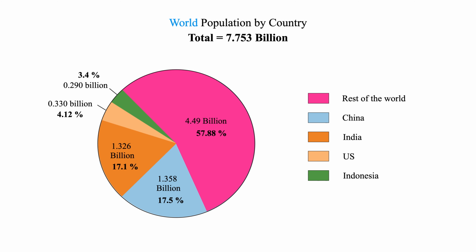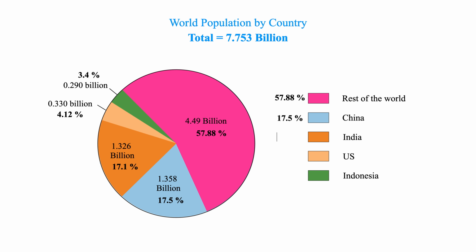This graph's looking at world population by country. And again, the total, if you're to add up all the countries, 7.735 billion. And so really this chart, if you look, it's only tracking 4 countries: China, India, US, and Indonesia. Every other country is lumped into that rest of the world category. And so the rest of the world is 4.49 billion, and that's going to be 57.88% of that 7.735.